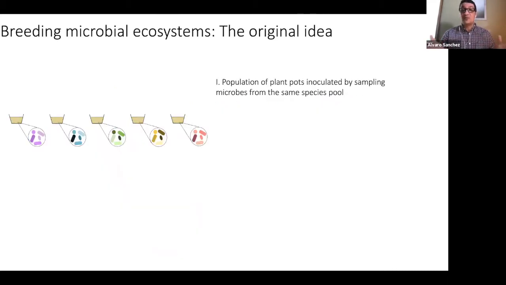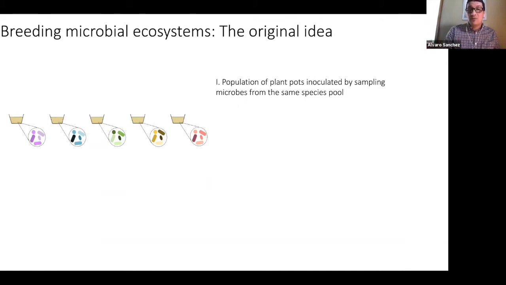They first started a population of plant pots, and each of those pots were seeded from microbes that were sampled from the same species pool. But the hope there is that they would start communities that would have somewhat different initial species compositions, right? So they would start from, and I can't remember quite the number of pots they had, a bunch of different pots, and each of them would have presumably a different microbial community on them.